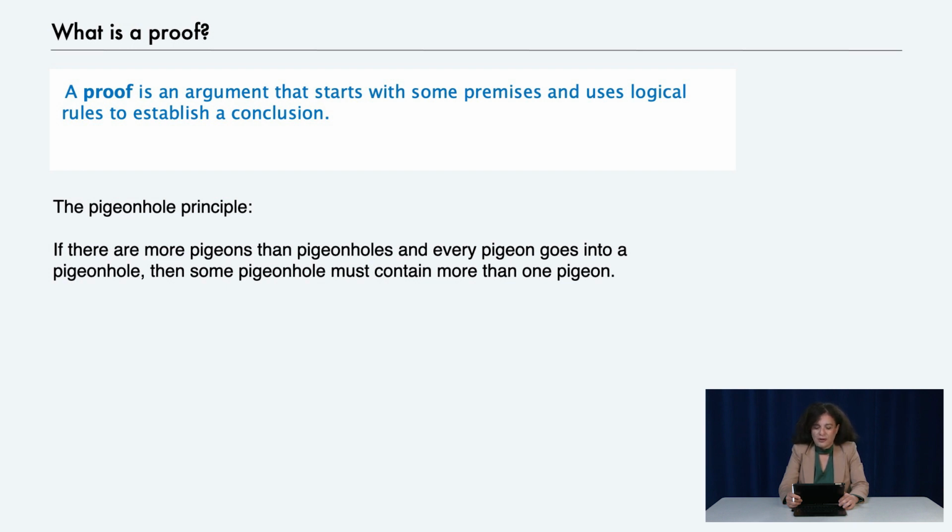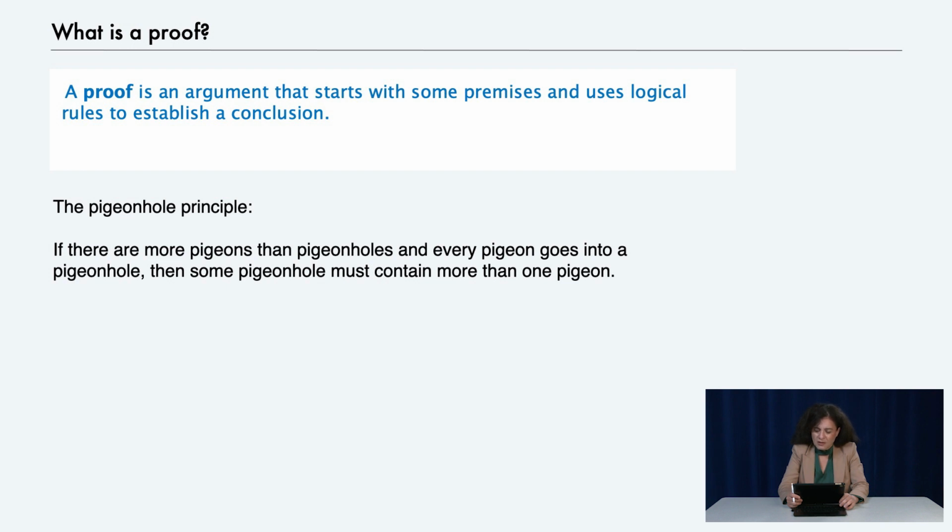In Chapter 1, we introduced the pigeonhole principle. It's a very intuitive concept. If there are more pigeons than pigeonholes and every pigeon goes into a pigeonhole, then some pigeonhole must contain more than one pigeon. We gave an anecdotal example of 8 dinner guests and showed that at least 2 of them had to be born on the same day of the week.